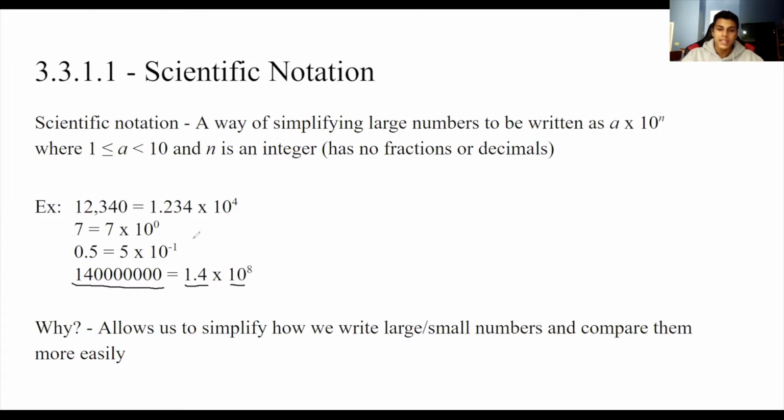Now, to explain why these numbers are written in scientific notation properly, if we look at our definition, it says to be written as a times 10 to the power of n, where a is this first number that I'm underlining. In these respective cases, it's 1.234, 7, 5, and 1.4, where a is between 1 and 10, and it can be equal to 1. So all of these first numbers are between 1 and 10. And then n is an integer, which is the power of 10. In all these cases, where n is 4, 0, negative 1, and 8, it's an integer because it doesn't have a fraction or decimal.